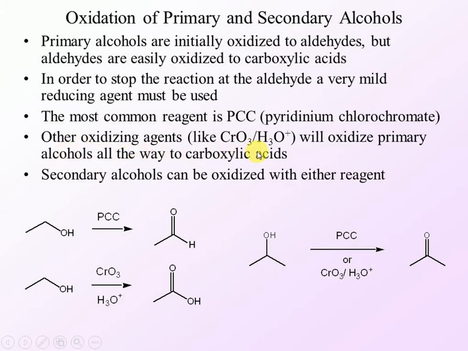Secondary alcohols can be oxidized with dichromate or by using PCC into the ketone. So oxidation of primary alcohol into the aldehyde and oxidation of the secondary alcohol into the ketone will be carried out by using PCC. PCC means pyridinium chlorochromate. Now if we carry out the oxidation using chromate ester of the primary alcohol, it will give the carboxylic acid. So for oxidation of primary alcohol into the aldehyde, we have to use only PCC, that is pyridinium chlorochromate.